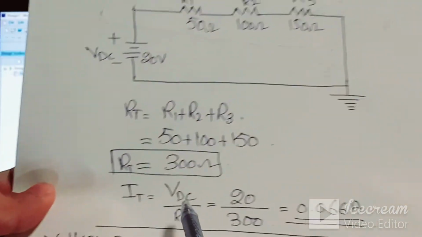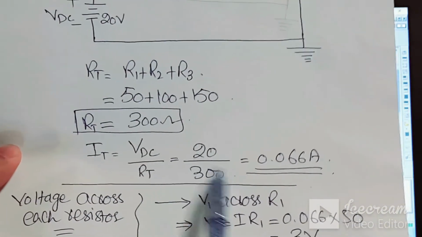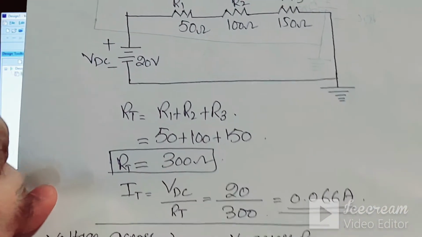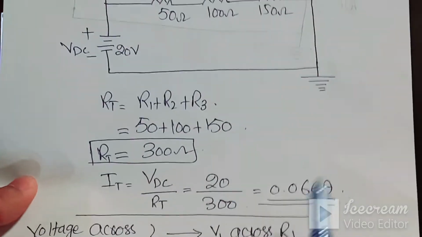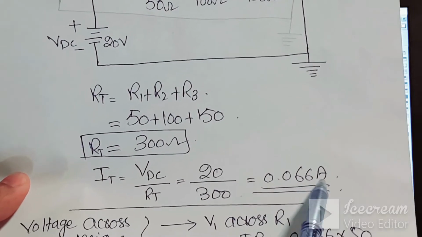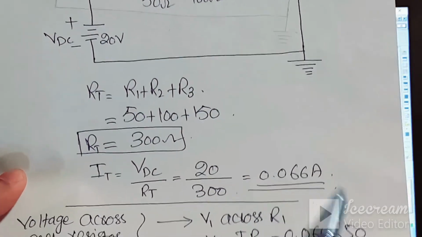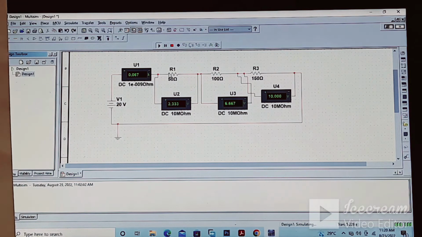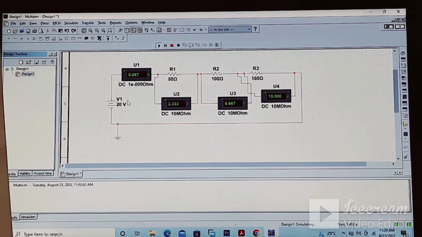So if we have a voltage of 20 in this circuit, obviously we are getting the same current which we already got through our simulation. So 0.066 or 0.067 ampere is the current flowing through this circuit. And also we can easily find out the voltage across each resistor. For example, here for the 50 ohm, if you are applying 20 volts, we are getting 3.33.